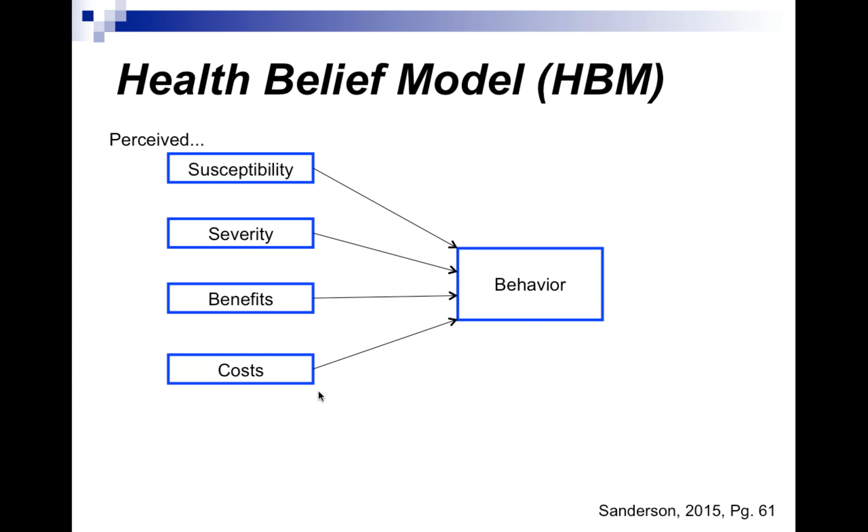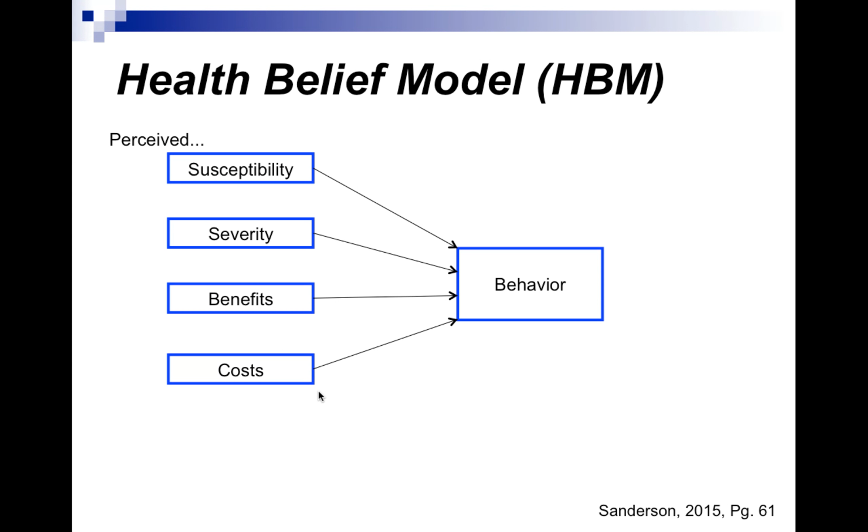It was developed by Godfrey Hochbaum and colleagues in the 1950s. During this time, tuberculosis was a problem, so people had access to free chest x-rays to see if they had TB. Only 30 to 40% of people took part in the free screenings, and Hochbaum wanted to know why. So he asked people about this and found that their behavior was influenced by their perceptions of susceptibility to getting TB, their perceptions of the severity involved with getting TB, and the benefits vis-a-vis the costs of getting the screening itself.